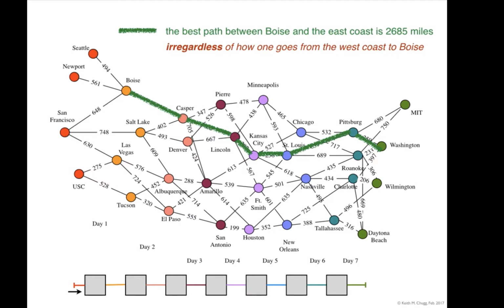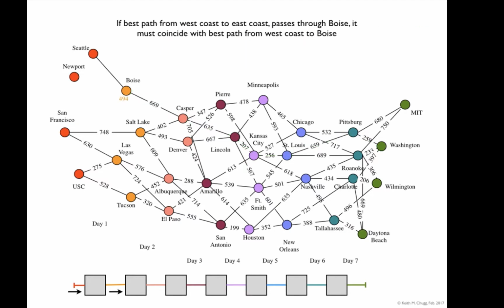So we repeat this step at Salt Lake, Las Vegas, and Tucson. Salt Lake only has one, Tucson only has one way to get there from the West Coast, and Las Vegas would just be a simple comparison between the way to get there from USC and the way to get there from San Francisco. And of course, USC is going to win out because it's 275 miles.